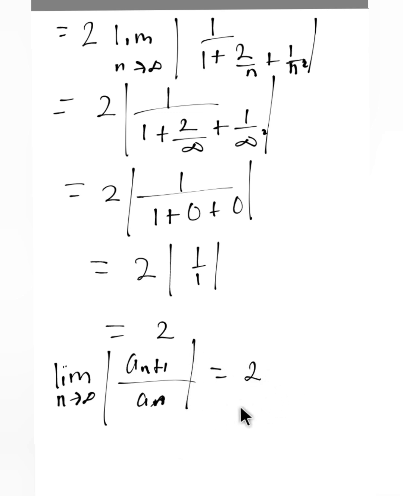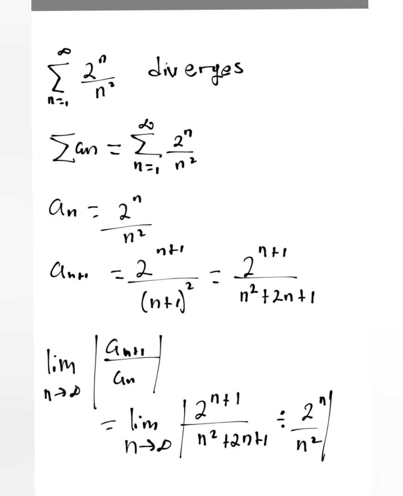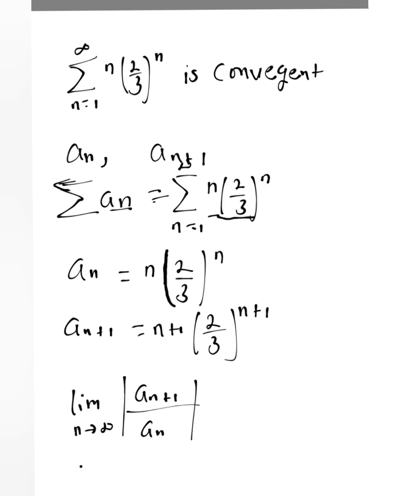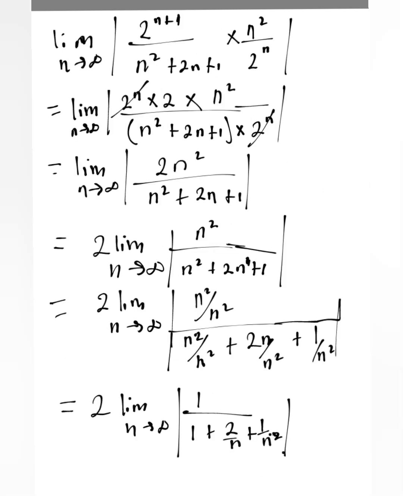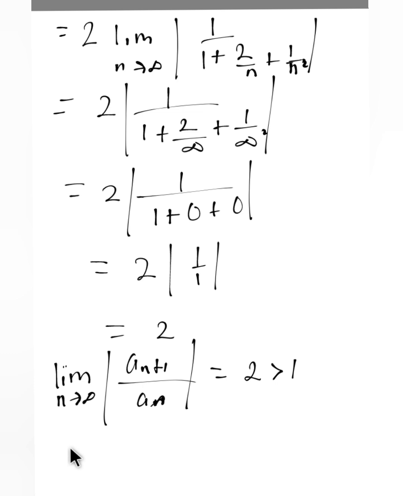And since 2 is greater than 1, from the definition of the ratio test, if the limit is greater than 1, then the series diverges. So we can conclude that the series diverges.